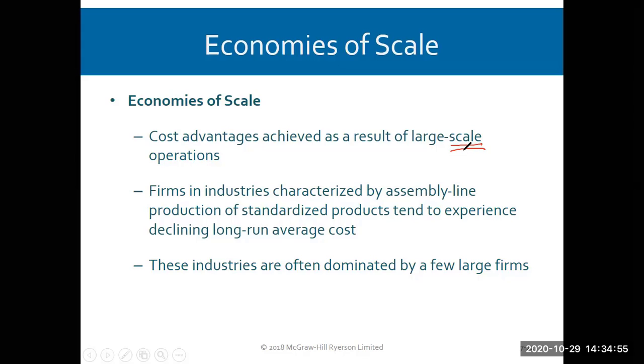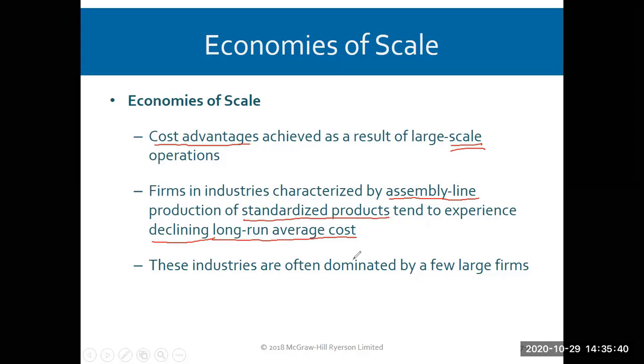So things that fit into this category are assembly line type of production, like automobile assembly lines. As they get bigger and bigger, they tend to get these economies of scale or cost advantages as they get bigger. So it's the average cost that falls down. Production of standardized products, so the same thing being produced again and again and again, they tend to experience this declining long run average cost, which is what we'll show actually indicates economies of scale. And there's often a few large dominant firms in these types of industries. They're very, very big already.